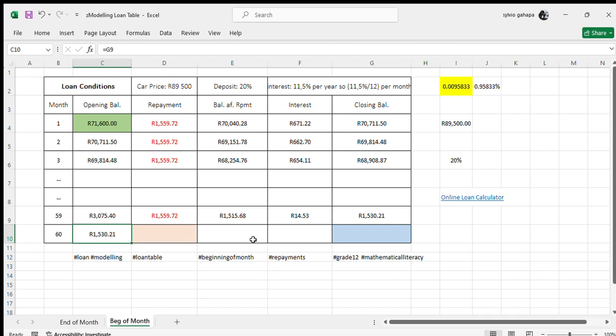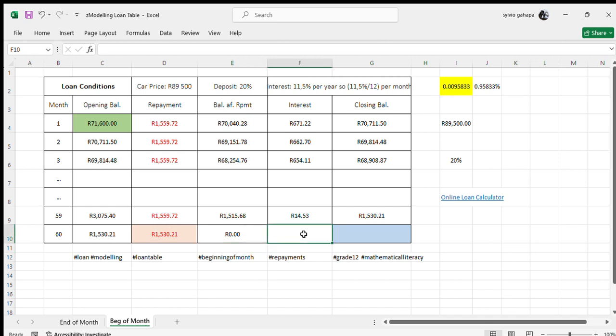We have been paying every single month 1,559.72. But for the last repayment, we are only going to be paying 1,530.21, right? So that's our last repayment, and it will be equal to the opening balance, and that gave us an interest rate of 0%. Sorry, and the balance after repayment of 0 rand.